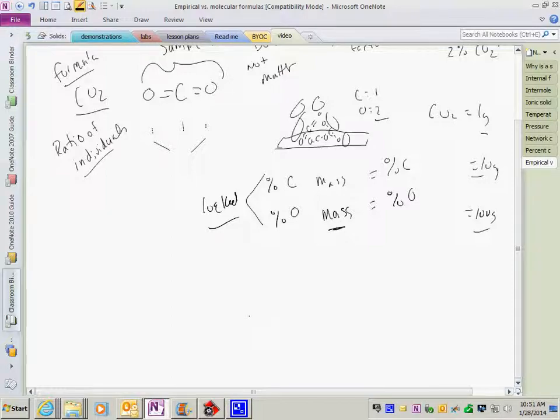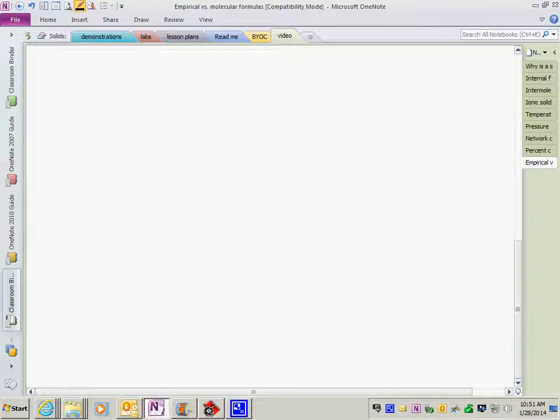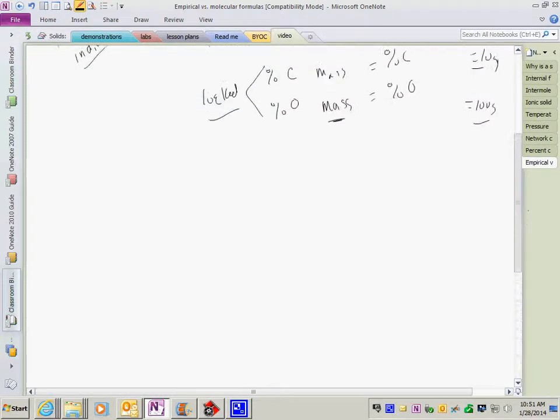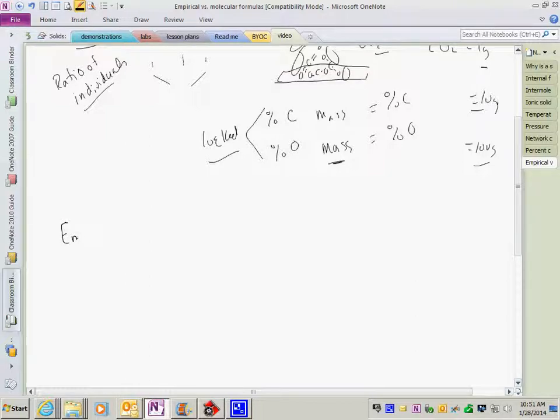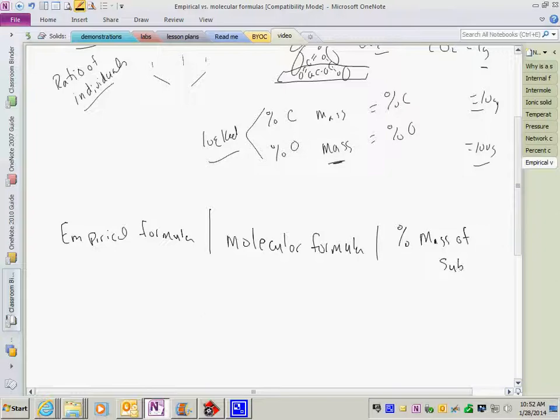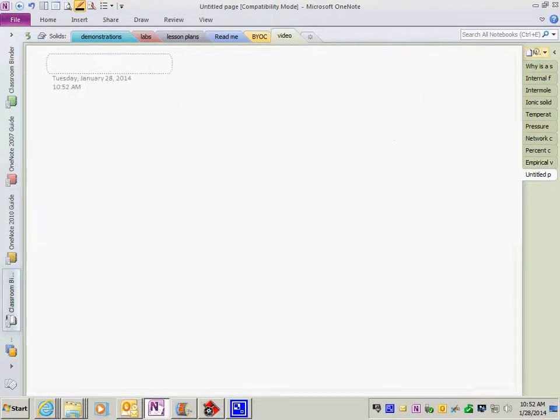Okay, so for this, we want to be able to accomplish a couple of things here. We want to be able to determine what's called an empirical formula. We want to be able to determine what's called a molecular formula. And we want to be able to determine the percent mass of a substance. Now, I'm going to start with the percent mass of a substance. It's the easiest. I'll start a new page here. All right, so percent by mass now of a substance.